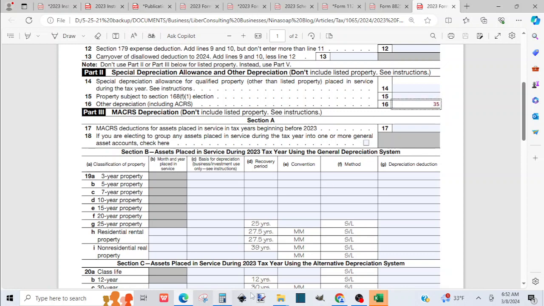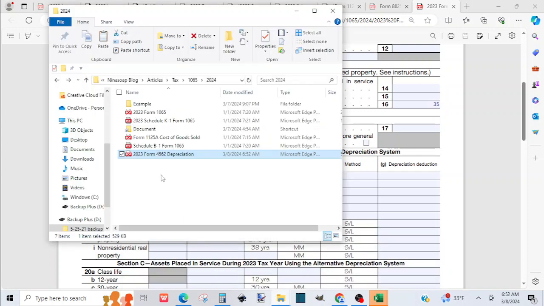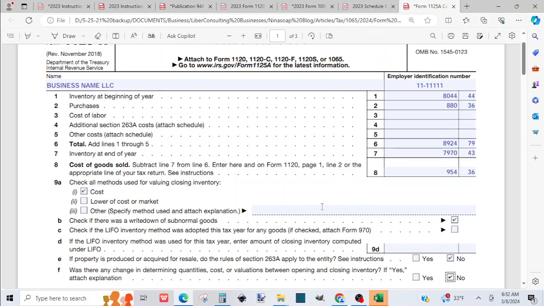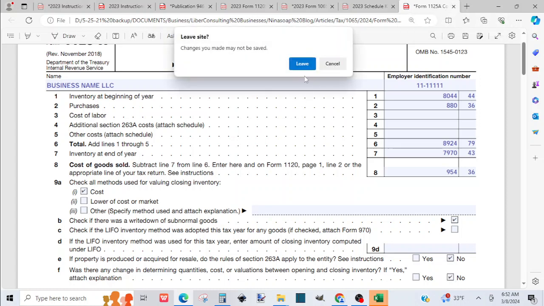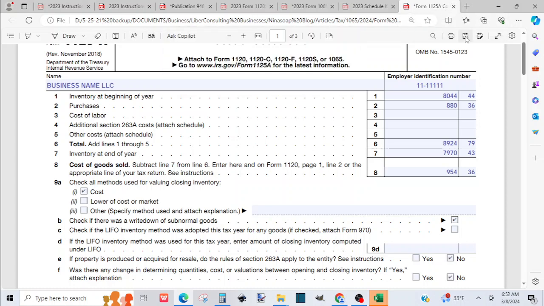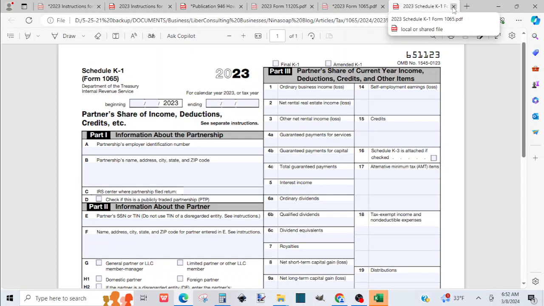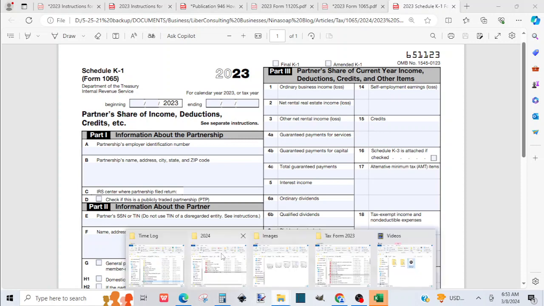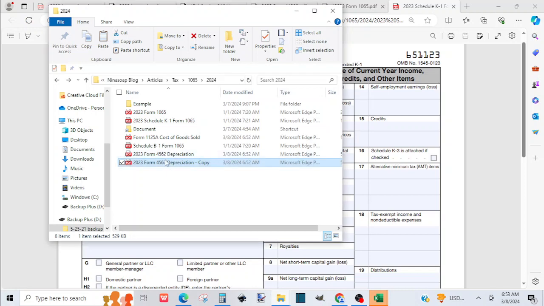No, let's go back to our form, and I'm going to copy and paste, and we are just going to use this as a copy one, and I'm going to close this one. We'll come back to it, and I'm going to close this as well. We are going to close this one, and we will open the first one.